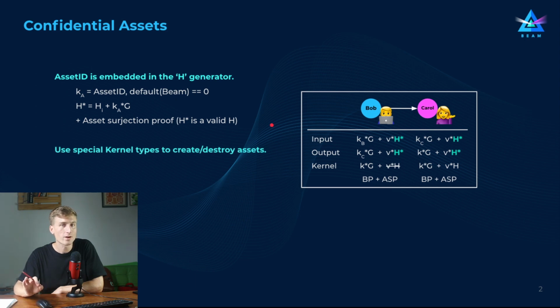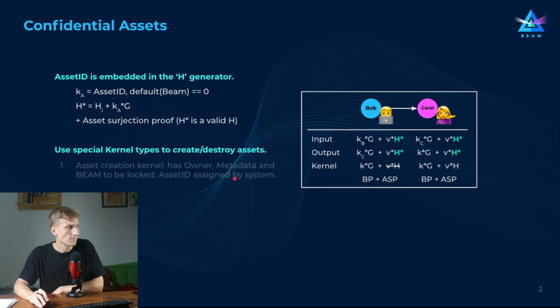Remember that kernels are not cut through, so it makes them a good way to store kind of long-term data on the blockchain. So every time a new asset type is created, it needs an owner, some metadata like its name, and some Beam to be locked up. Okay, so this is just to ensure that the network resources aren't wasted. And then the system gives it a unique asset ID.